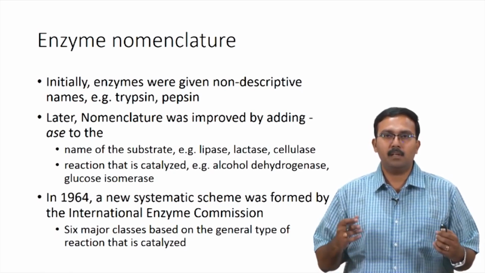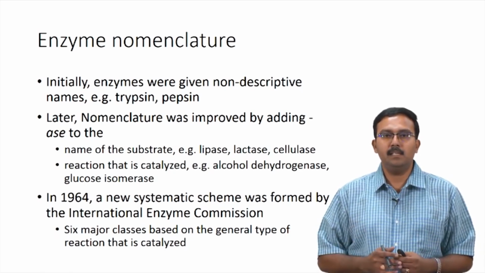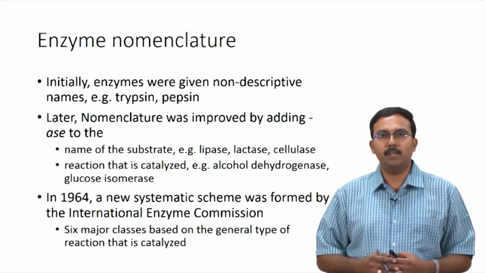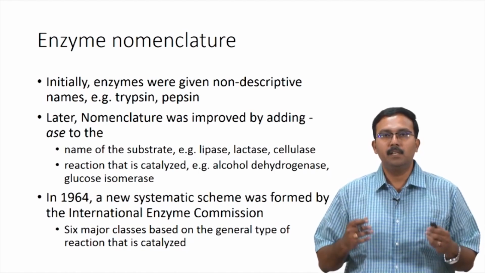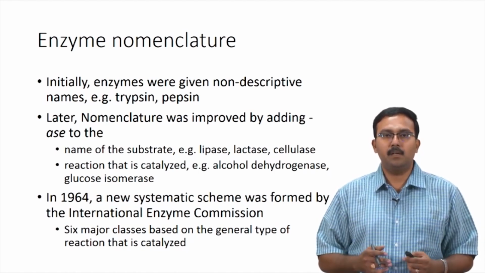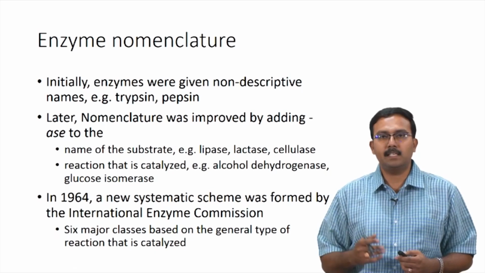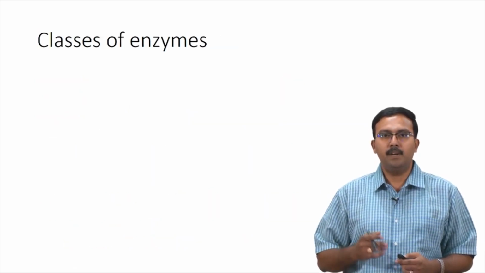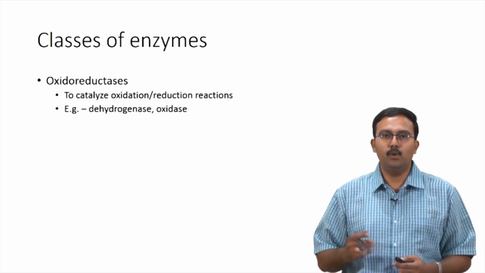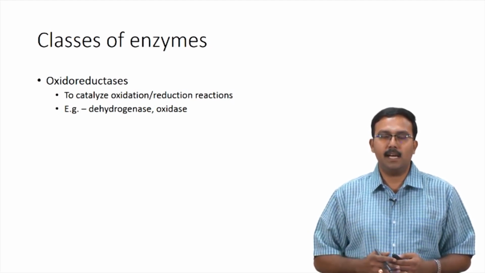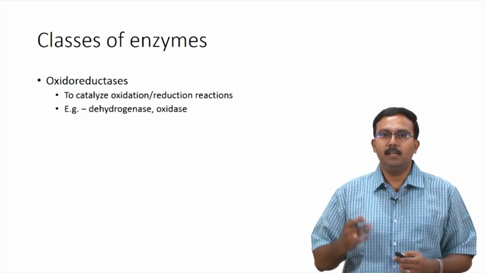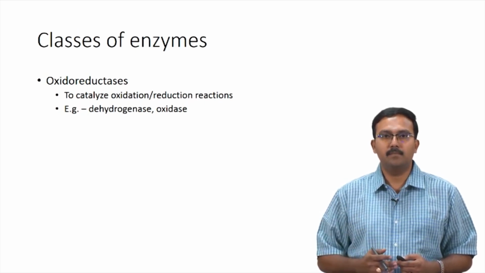The enzymes were classified under 6 major categories, and within that there were subclassifications. We will not go into the subclassifications, but we will give the 6 major classifications, which were defined based on the reaction they catalyzed. The first would be oxidoreductases. These enzymes catalyze oxidation and reduction reactions. Examples would be dehydrogenase or oxidase.